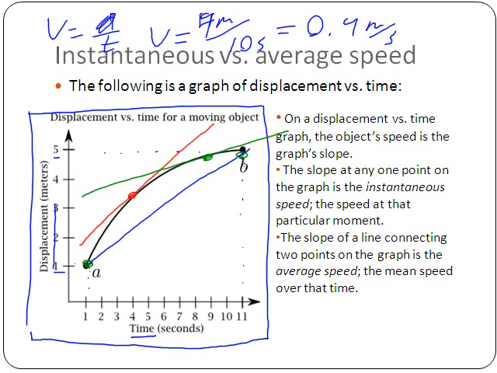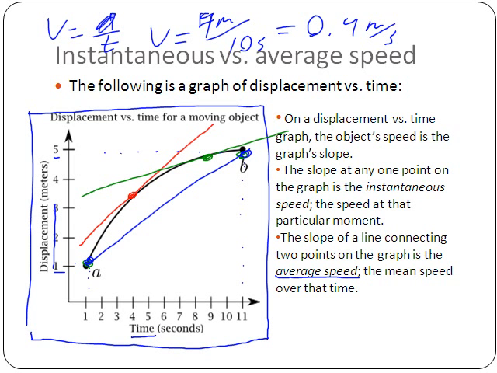That slope, the slope of a line connecting any 2 points on a graph of displacement versus time, is called the average speed. This is a speed that is a little easier to calculate using the typical algebraic methods, only algebraic methods, no calculus. Because if you know what the original distance is, and you know what the final distance is, you know what the original time is, you know what the final time is, or you know simply the change in distance and the change in time, you can manage to find an average speed. It is basically the mean speed over that time.